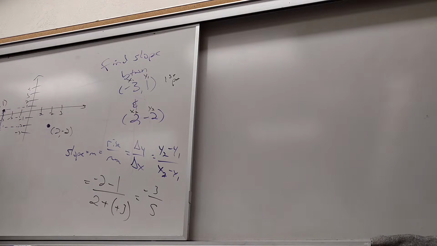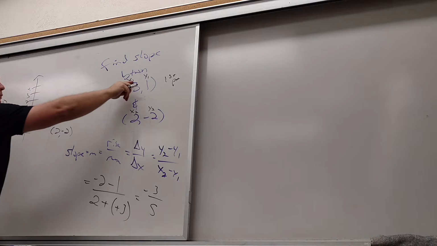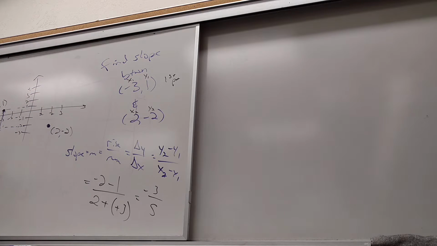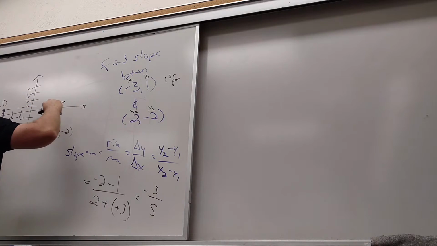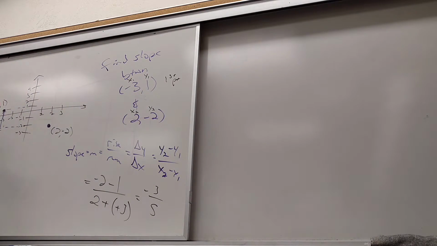Because I happened to write it first. If I had written the other way around, if I call this one the second point, what happens to the slope then? It'll be 1 minus -2. Are you guys with me? If I just turn them around, it'll be 1 minus -2 over -3 minus 2, which is 3 over -5, which is -3/5. It's the same thing.